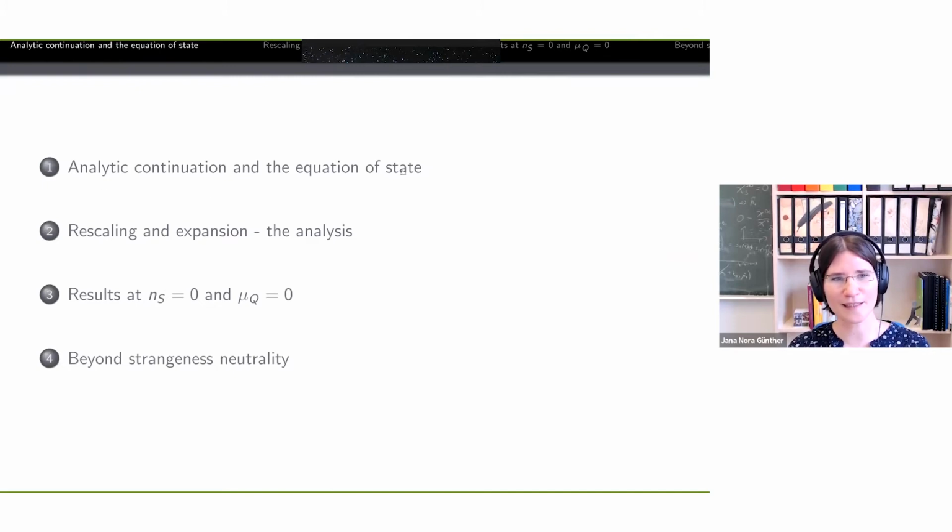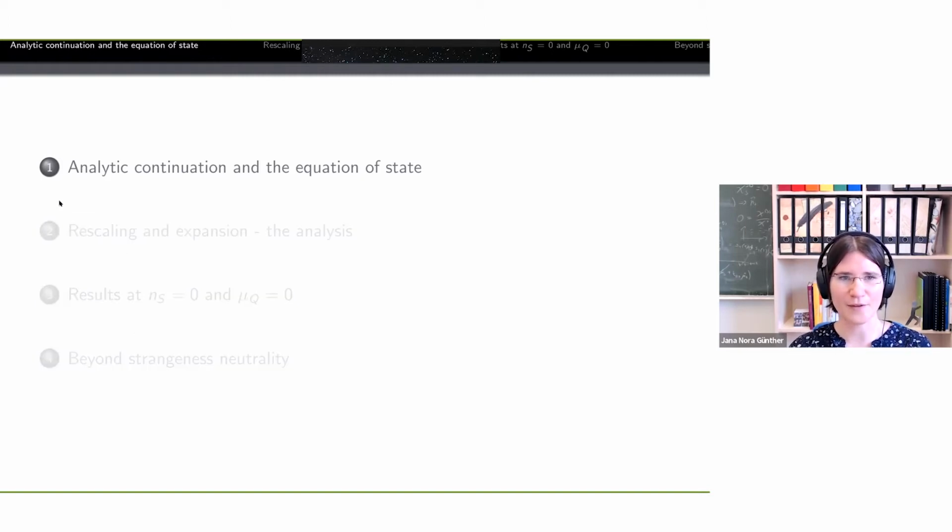I will give you a little bit of motivation and an explanation of what we're doing with analytic continuation. Then I will try to explain the analysis techniques we used in some detail. And of course, the most important part is our results on the equation of state with strangeness neutrality. And I won't stop there, but I will also go a little bit into our efforts to go beyond strangeness neutrality.